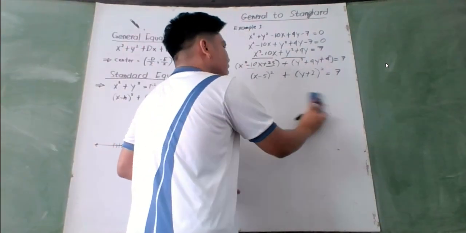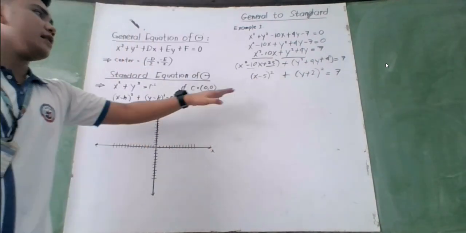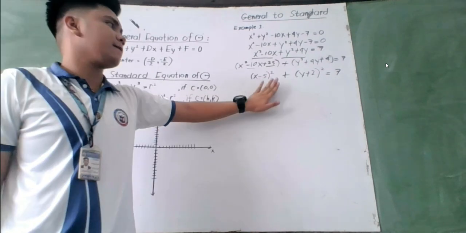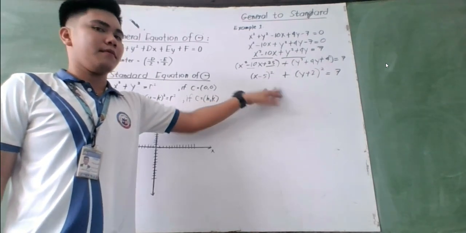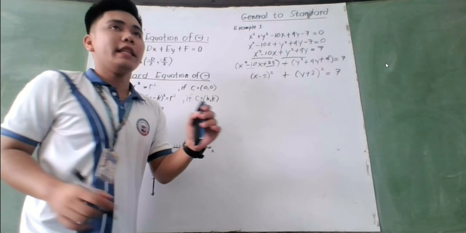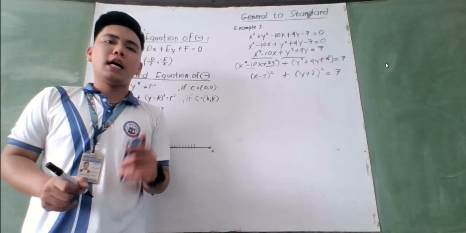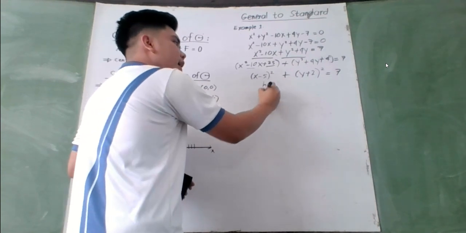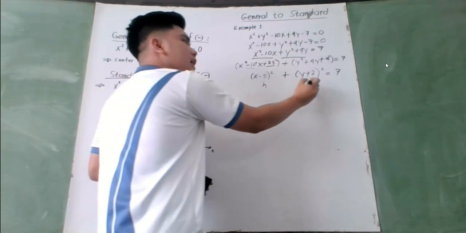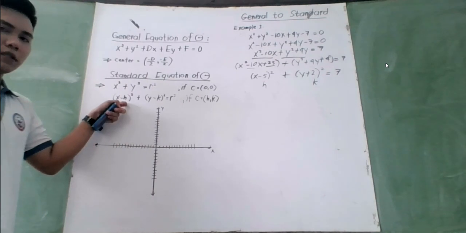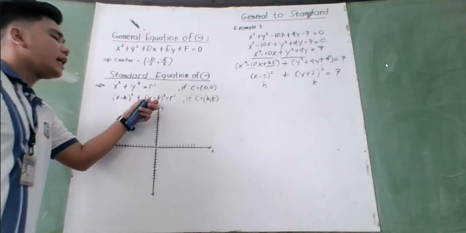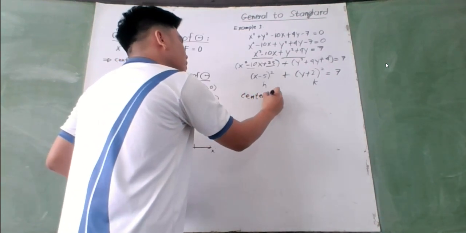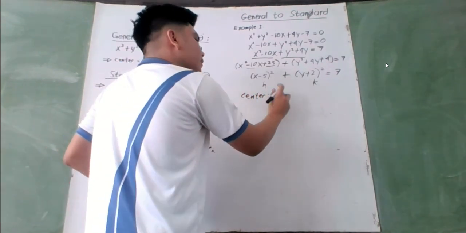That's the final answer. As you can see, this is now the standard form, from this to this. Okay, so let us have a review, if we can graph it already. Again, we have this, x minus 5, it is h. This is the center. This is k. The center is at negative... is it negative 5?